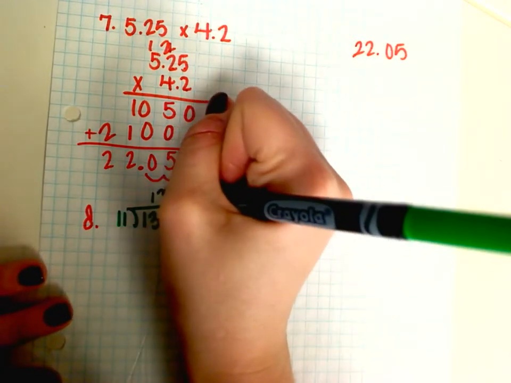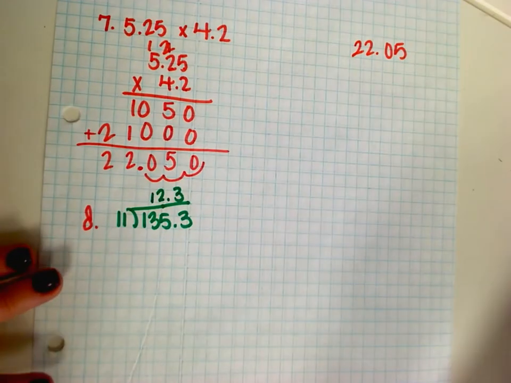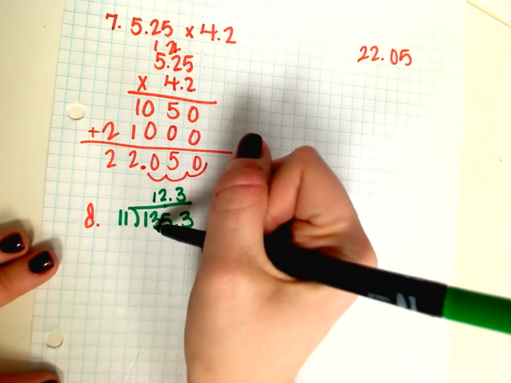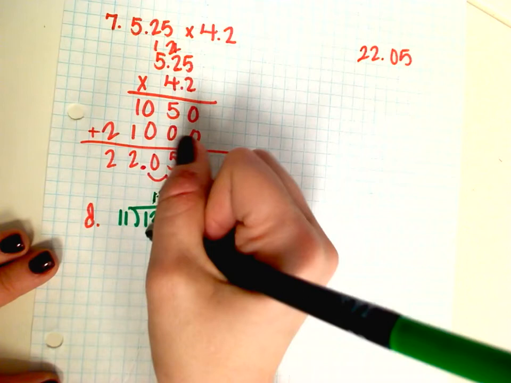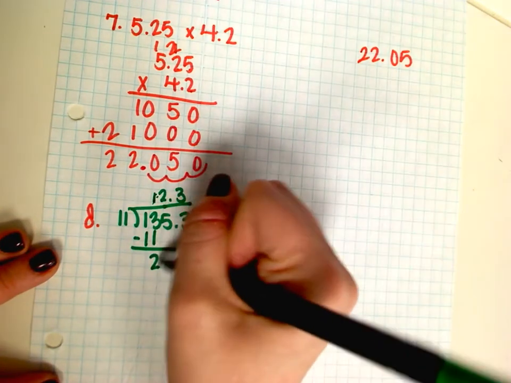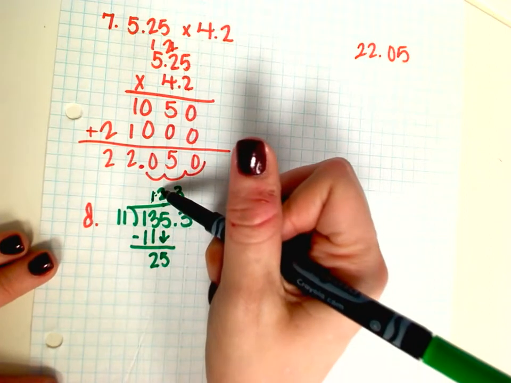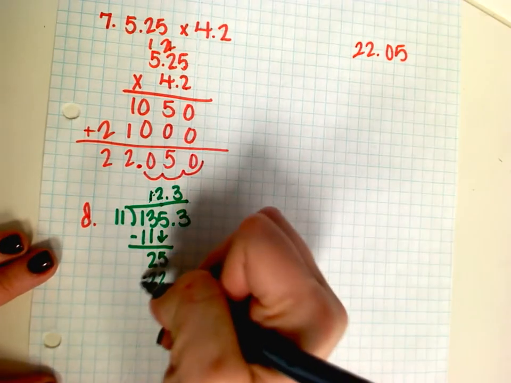And that's actually going to look like this. 12 and 3/10. So we did 1 times, so how many times can 11 go into 13? 1. 1 times 11 is 11. Subtract, we get 2. Bring down the 5. How many times can 11 go into 25? 2. 2 times 11 is 22.